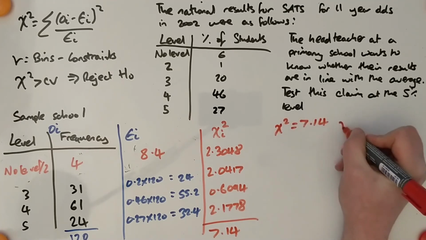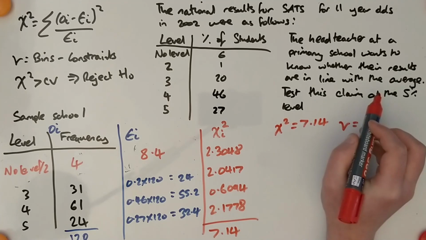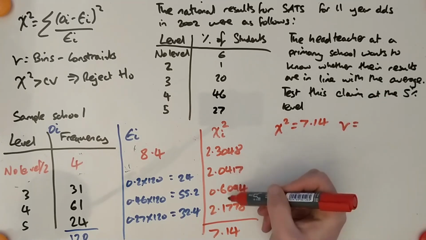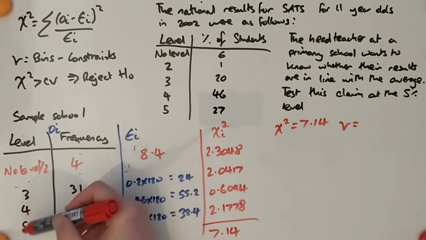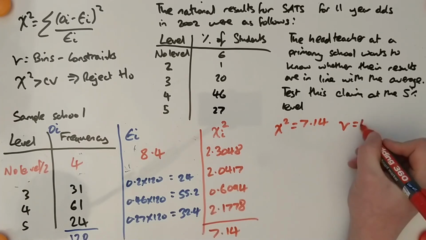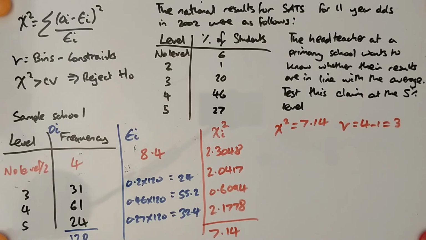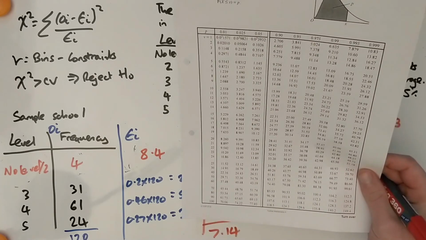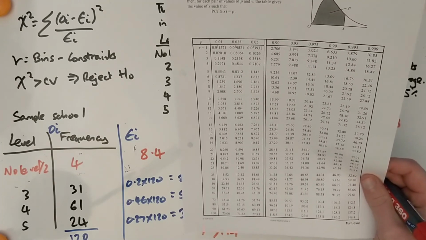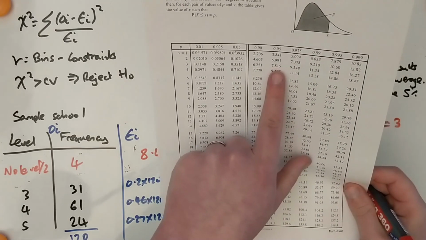My degrees of freedom is my number of categories take away 1. So here I've got 1, 2, 3, 4 categories. So that's going to be 4 take away 1 is 3. I work out my critical value, so it's 5% with v equal to 3. So 0.95, v equals 3, 7.815.